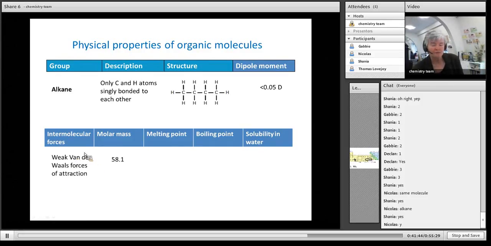If they've got weak forces of attraction between them, do you think alkanes have got low melting points or high melting points? Low. So for butane, the melting point is minus 130 degrees centigrade and the boiling point is 0. Okay, so it's pretty low, and being non-polar, it doesn't really dissolve in water.